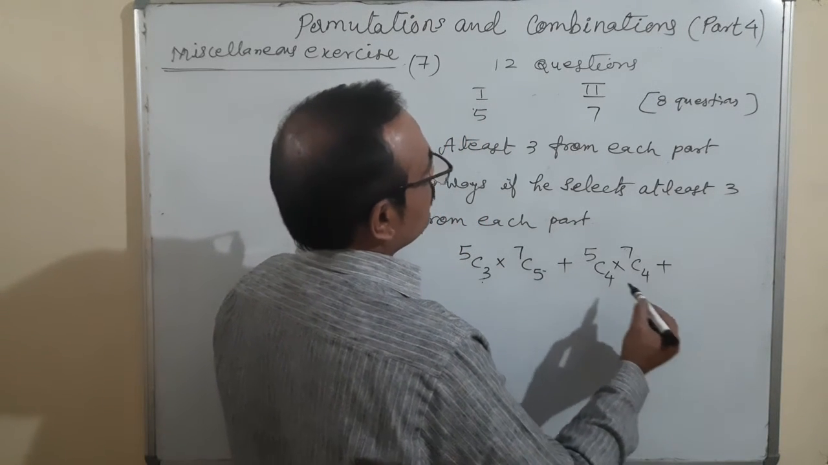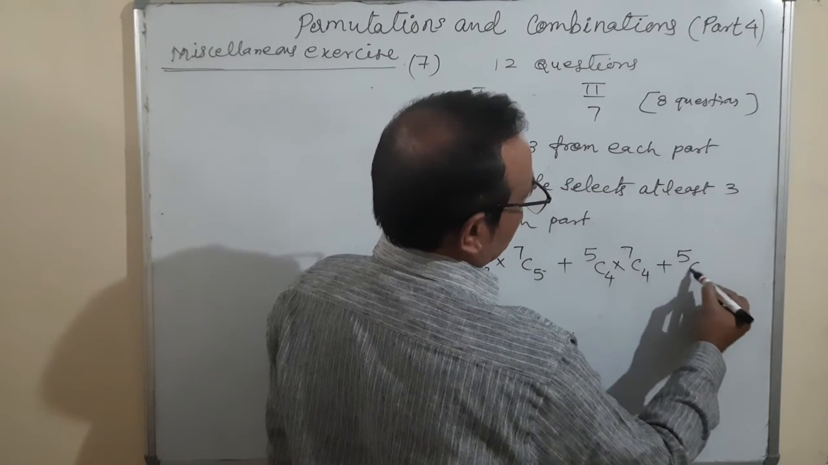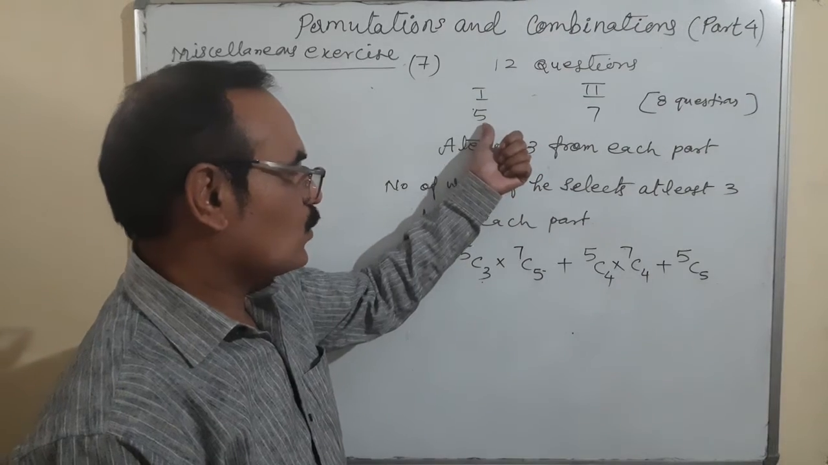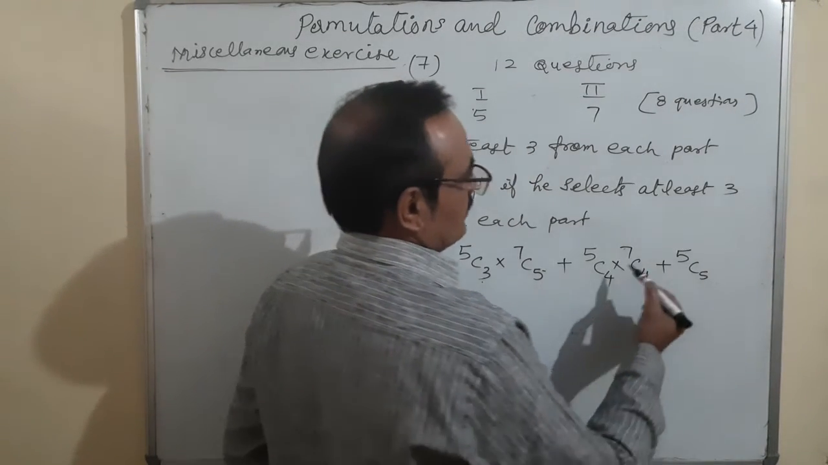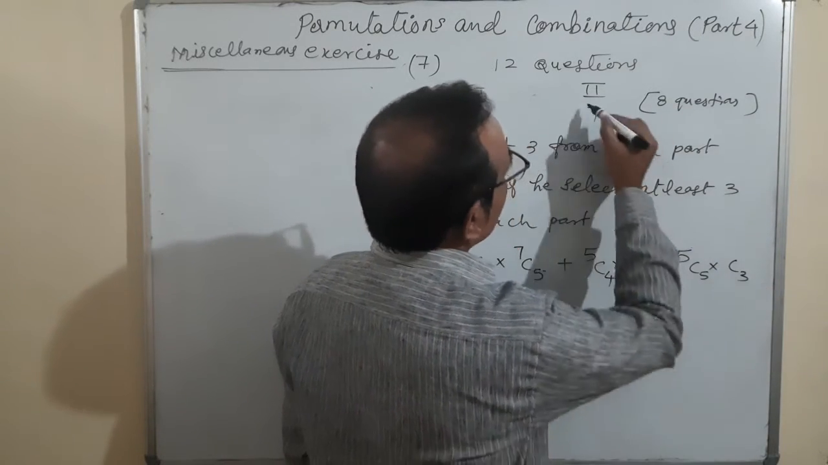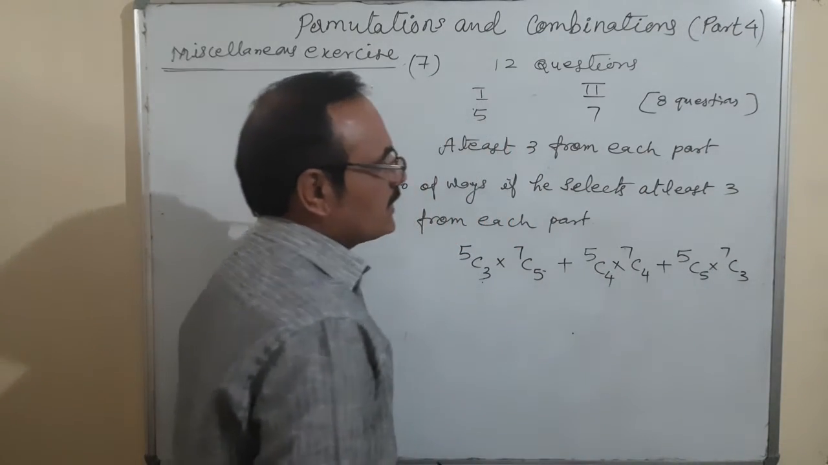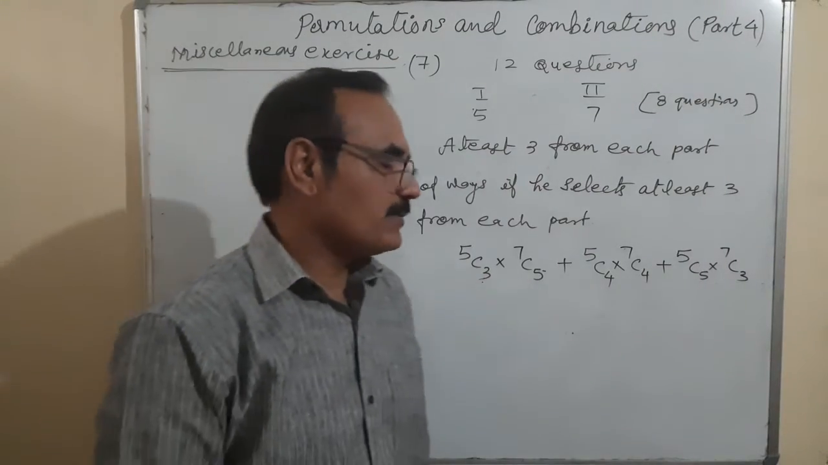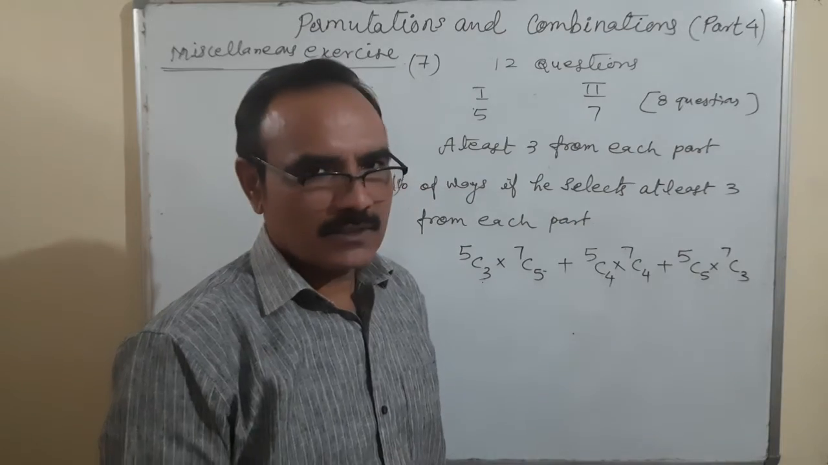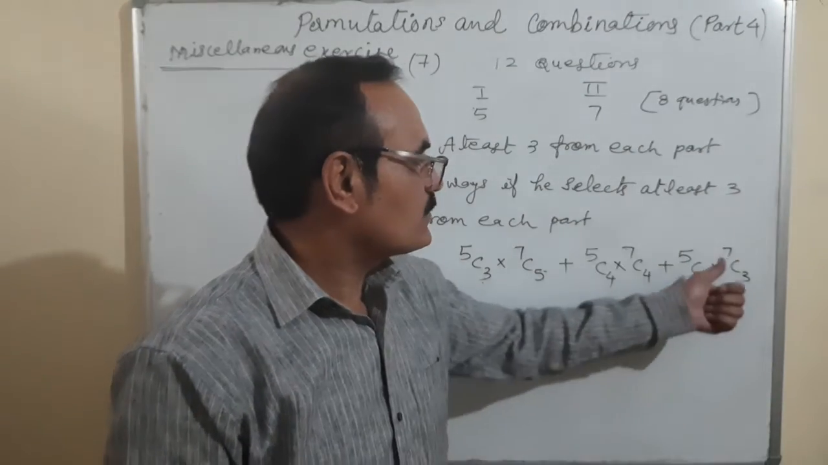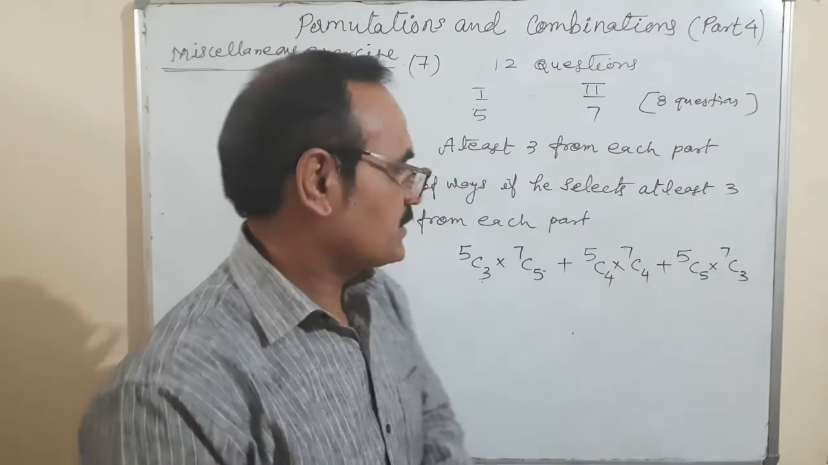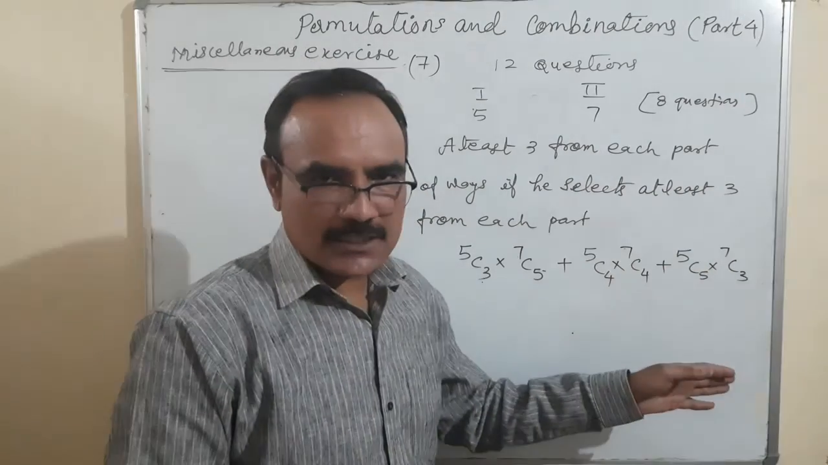5C3, 5C4, 5C5. He has selected 5 questions from part 1 and C3, 7. And 7 is selected, 7 means 3 questions are selected from the second part. In the second part, how many questions? There are 7 questions. Okay. Any other condition is possible?